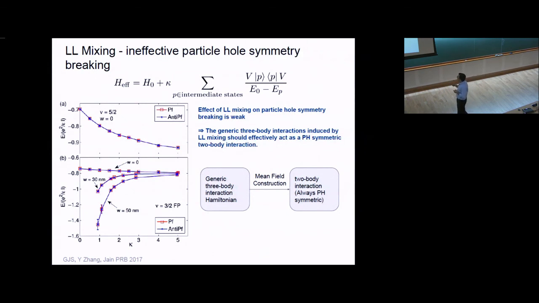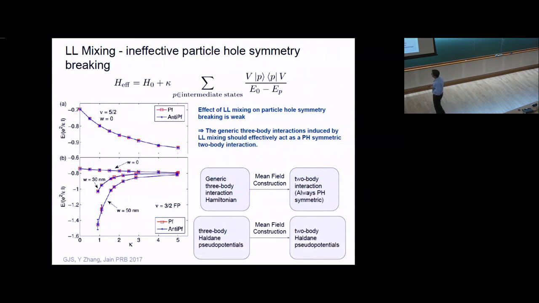So with this conjecture, we wondered whether there is a mean field construction that will take the three-body interaction, which is particle-hole symmetry breaking, and if we can get a two-body interaction, which effectively reproduces the low energy spectrum of this three-body Hamiltonian. More precisely, we asked whether there is a mapping from the three-body Haldane pseudopotentials to two-body Haldane pseudopotentials.